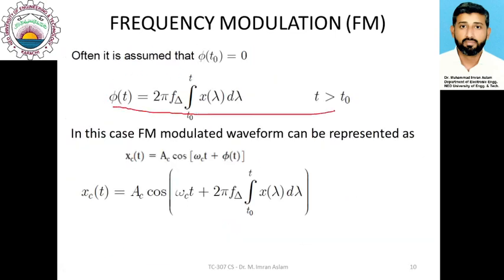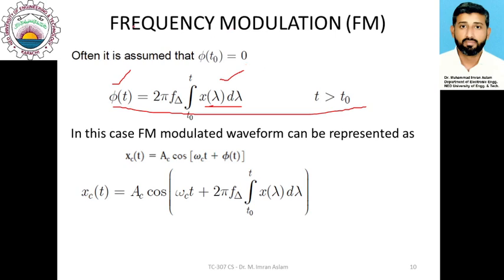phi t to be equal to this value, 2 pi f delta integral of x lambda. From this relationship, you can see that the instantaneous phase is also dependent on the message signal, but that relationship is not linear. Rather, we need to integrate the message signal in order to obtain the instantaneous phase of the modulated signal.